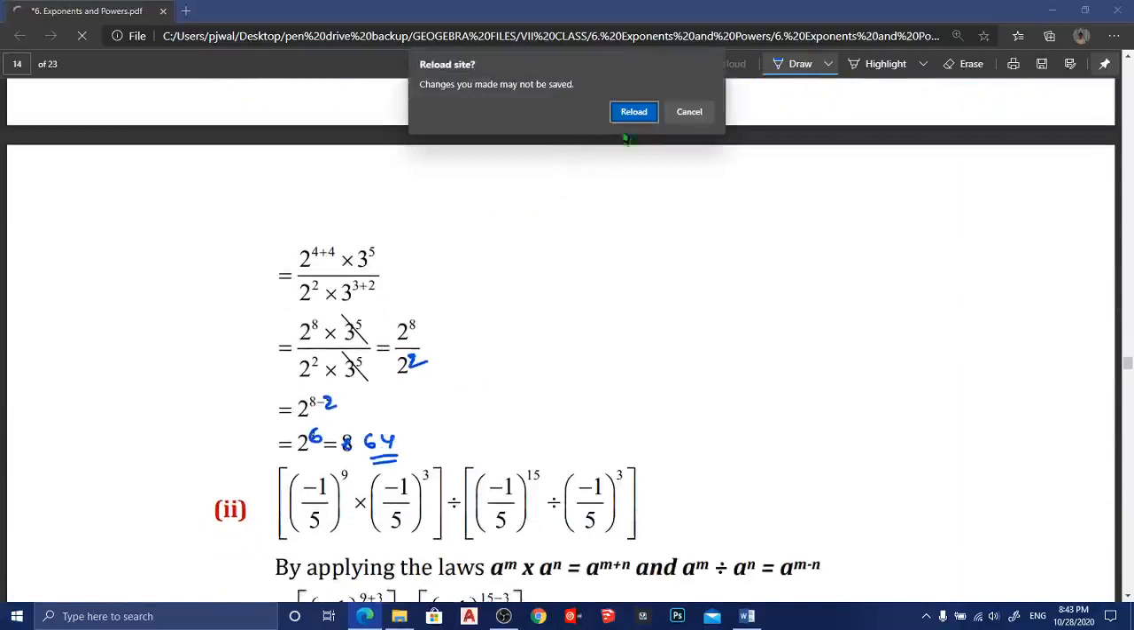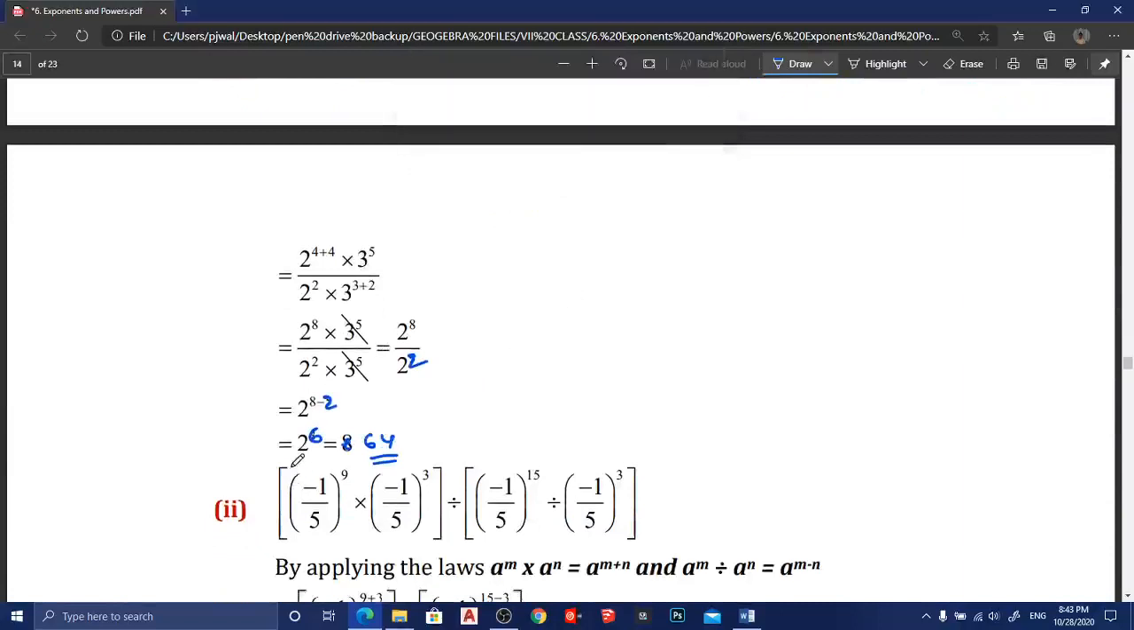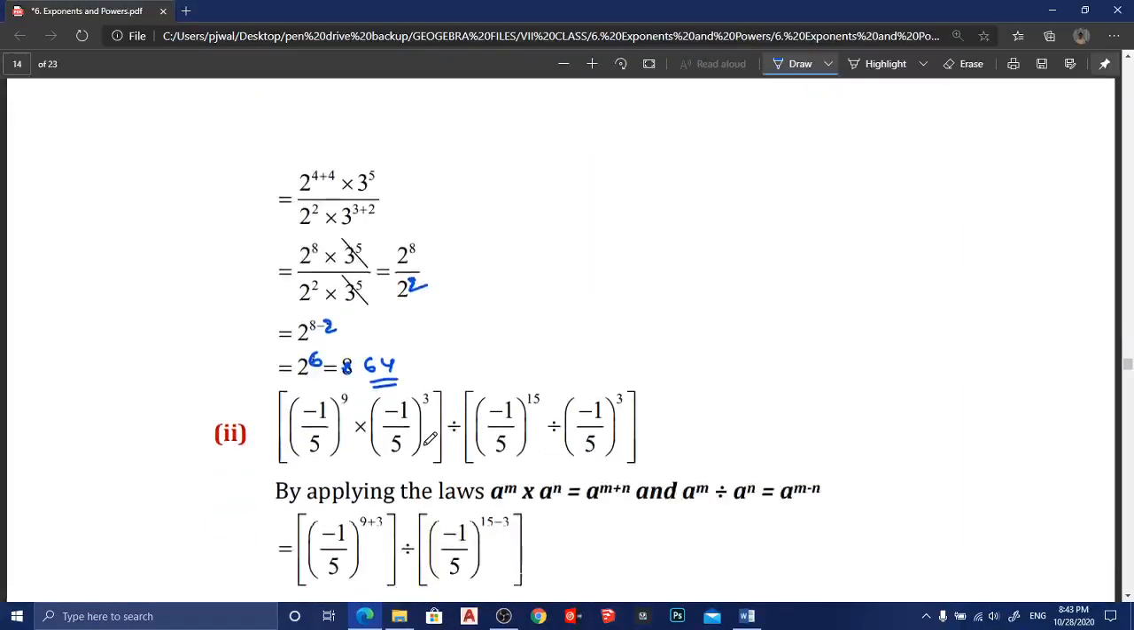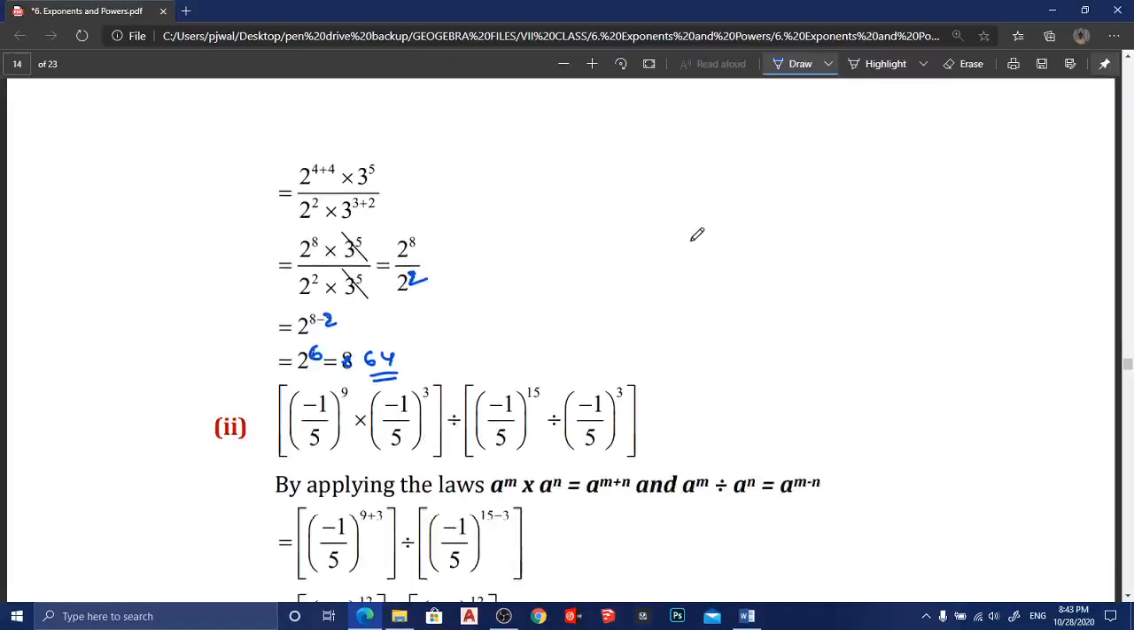Okay. So now this 2 to the power of 6, by evaluating this you will get 64. So how can you get 64? Multiply this 6 times. 2 to the 4, 4 to the 8, 8 to the 16, 16 to the 32, 32 to the 64, 6 times. Okay, next.